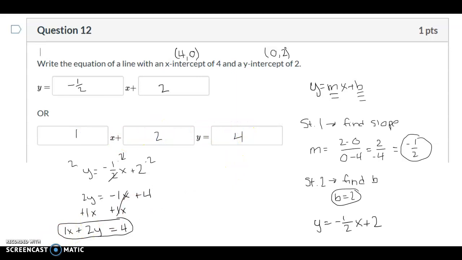Okay. Hopefully that helps with number 12. And 13 and 14 are review as well. So actually going through this process. Step 1, find slope. Step 2, find b. You just might have to plug in a point.